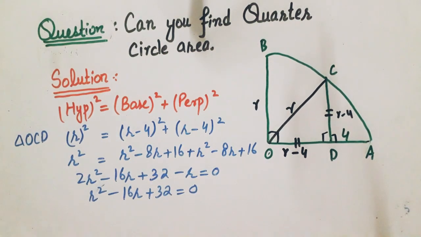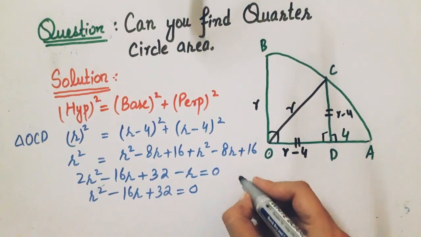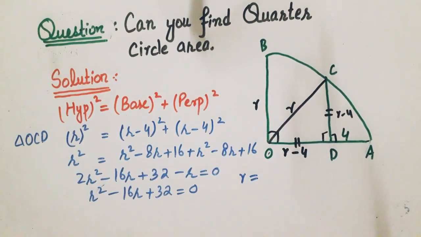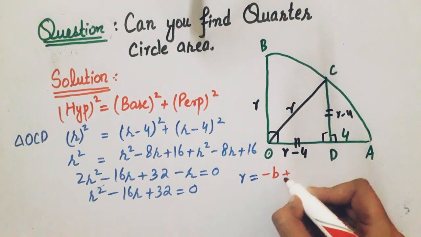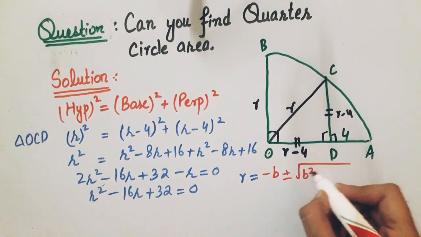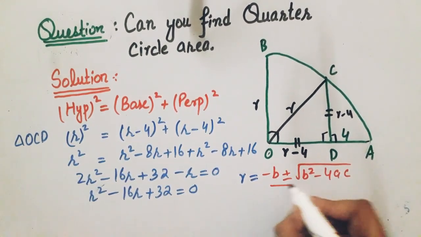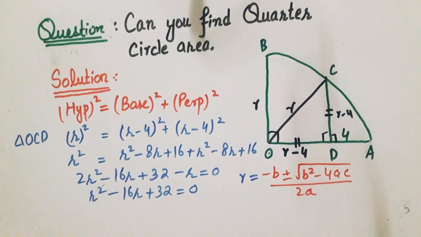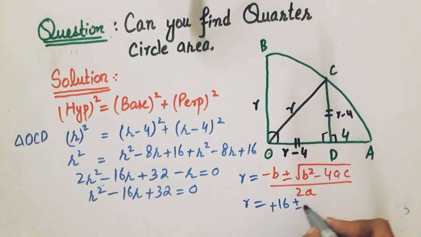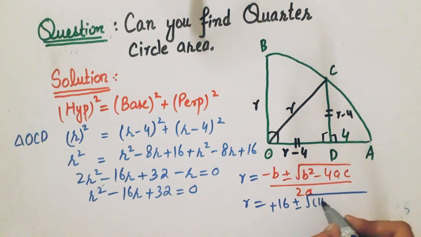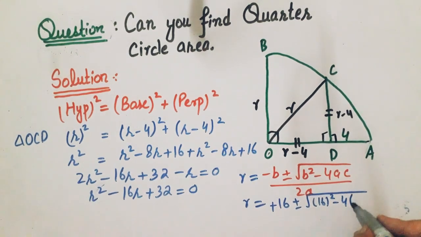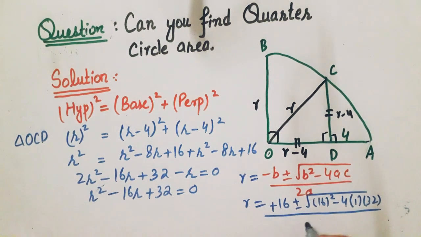Now here we apply the quadratic formula to find the value of R. So R equals minus B plus minus square root of B square minus 4AC over 2A. So we will substitute the values in this formula. According to that, R equals minus B, which means plus 16, plus minus square root of 16 square minus 4 into A which is 1 and C which is 32, divided by 2A.